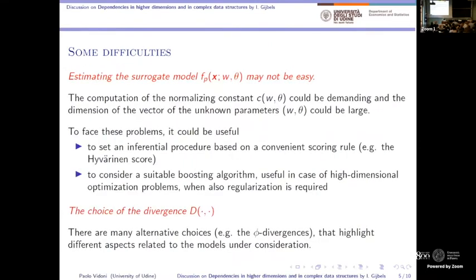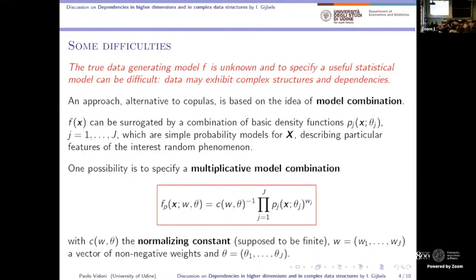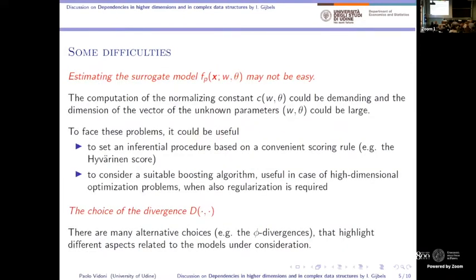The second difficulty is related to the fact that we have to estimate this surrogate model, and this could not be easy. In particular, when we consider the multiplicative combination, we have to compute the normalizing constant, and this would be challenging. And then the dimension of the vector of the unknown parameters could be very large.